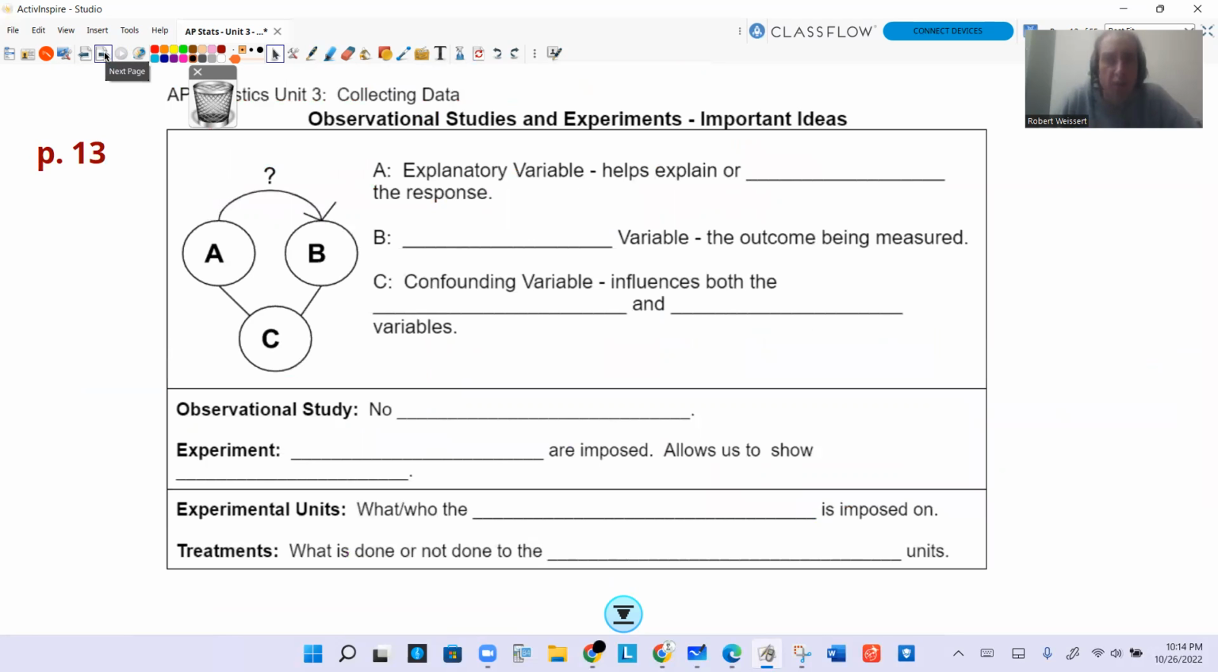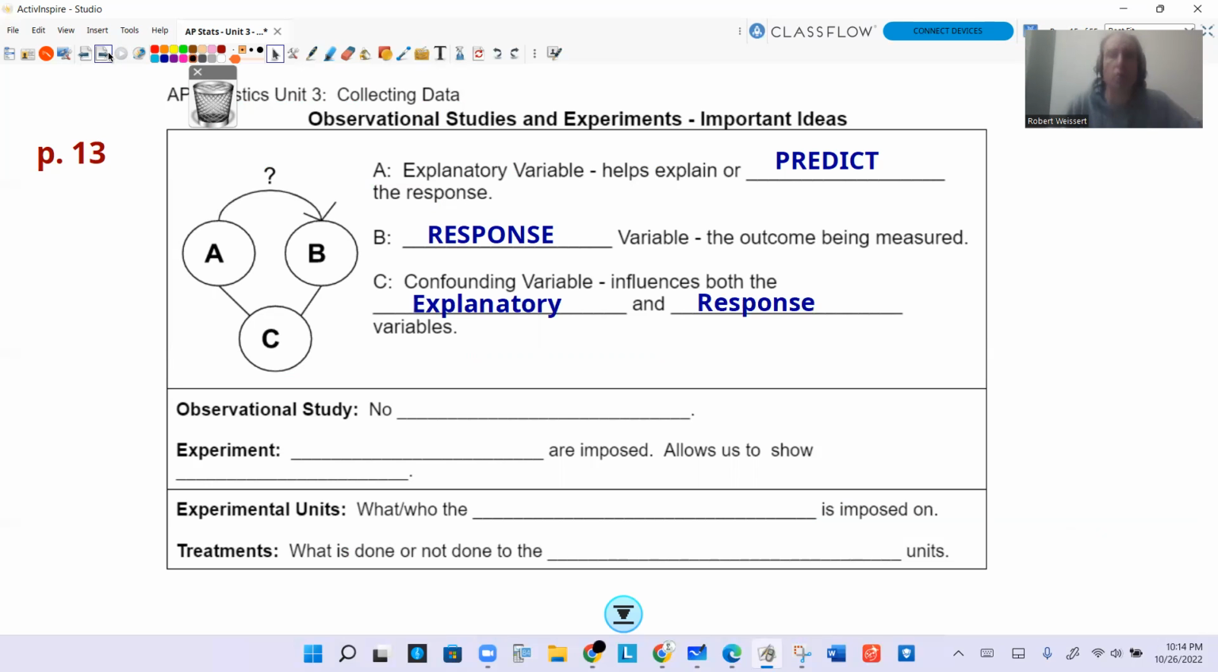All right, so just kind of filling in the notes and the important ideas. This is on page 13. The explanatory variable helps explain or predict the response. The response variable is the outcome that we're measuring. So kind of similar to X and Y's, just we're trying to make some sort of prediction in an experiment. A confounding variable influences both the explanatory and response variables. So they can have a lot of impact on them. We try to minimize confounding variables.